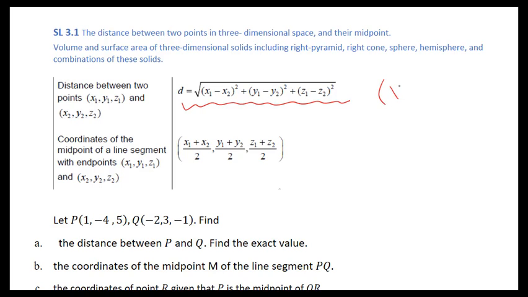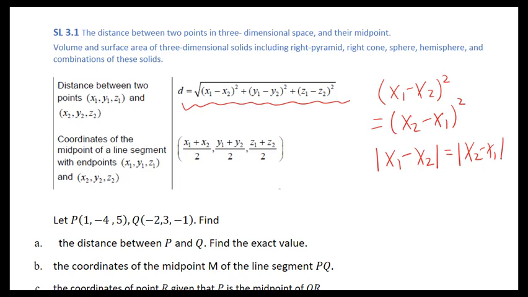We know that (x1 minus x2) squared equals (x2 minus x1) squared. Also for the absolute value, x1 minus x2 equals x2 minus x1. So for this distance formula, it doesn't matter whether it's y1 minus y2 or y2 minus y1, because you will square it. You will get the positive number.